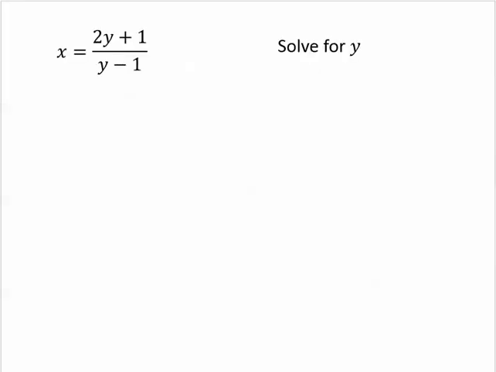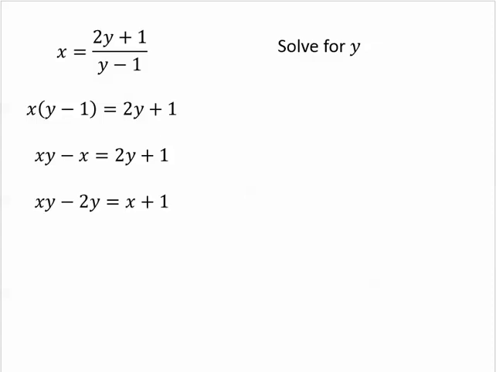To solve for y, first multiply both sides by y minus 1. Distribute the x. Get everything with y to the left-hand side and everything else to the right. Factor out your y, and then solve for y by dividing both sides by x minus 2.